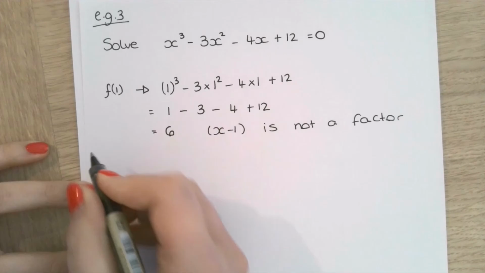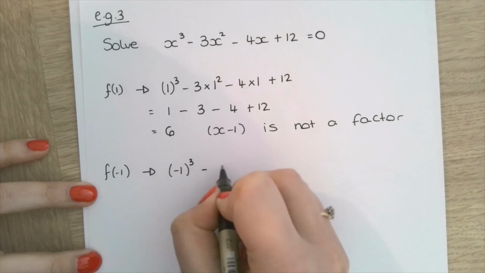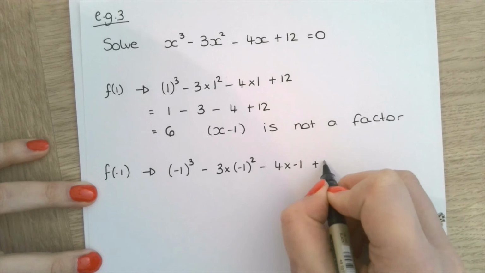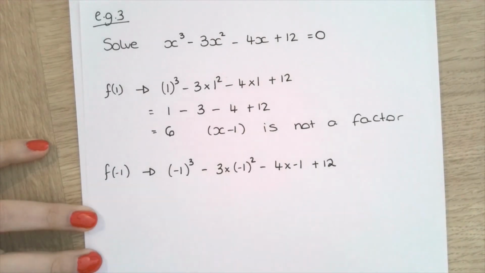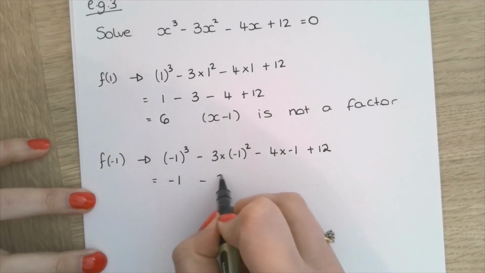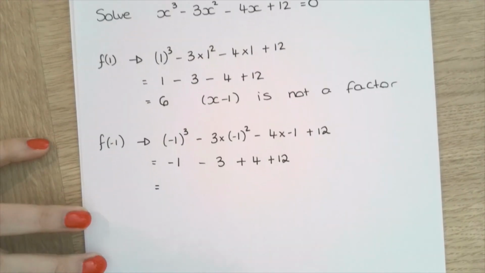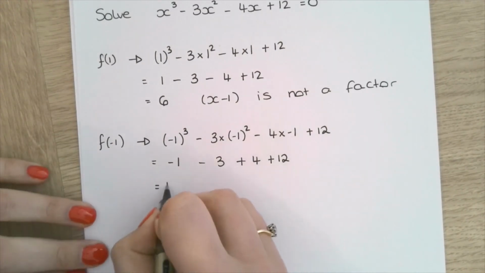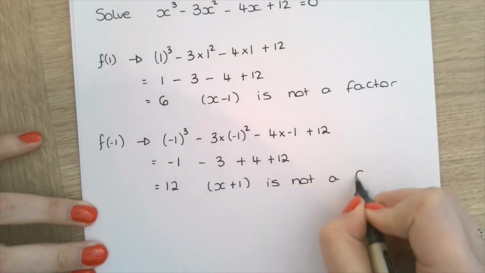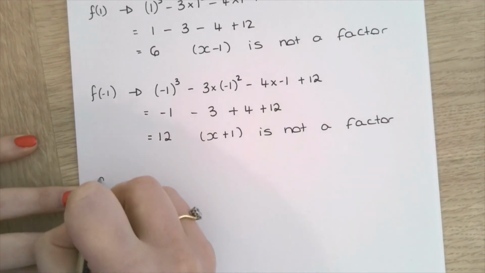Let's try f of -1. Remembering those brackets, please, with the negative when you're doing the powers, especially if you're using a calculator. -4 plus 4, nope. x plus 1 is not a factor. How frustrating. Right, f of 2.